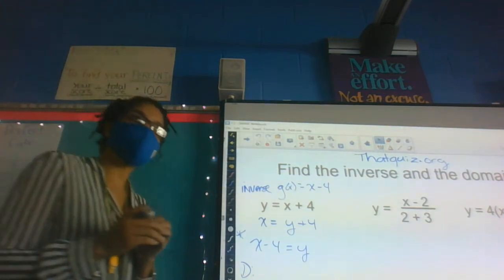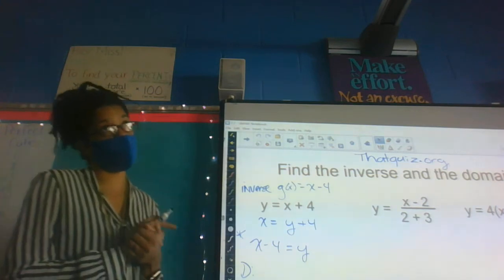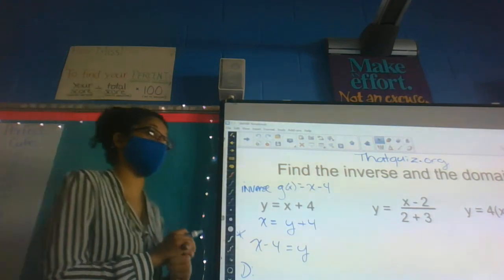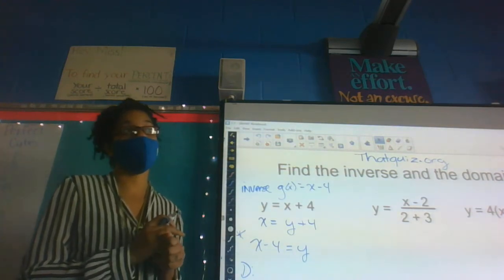So we did 2 days on just domain and range. You have a project coming up at the end of October. You have to say the domain and range. Well, what is the domain for this? What values can go into this function?